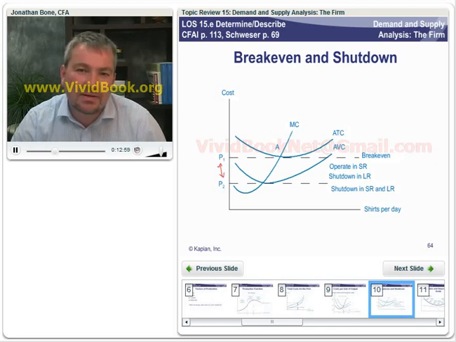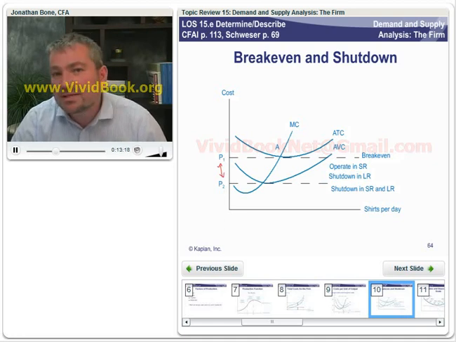Okay, now, if price is between P1 and P2, whilst the firm is not profitable, it will continue to operate in the short run. Why? Because by definition, in this area, your price is bigger than average variable costs. Now, we talk about price minus average variable cost as being contribution, because it helps contribute to pay off your fixed costs. So we will continue to operate.